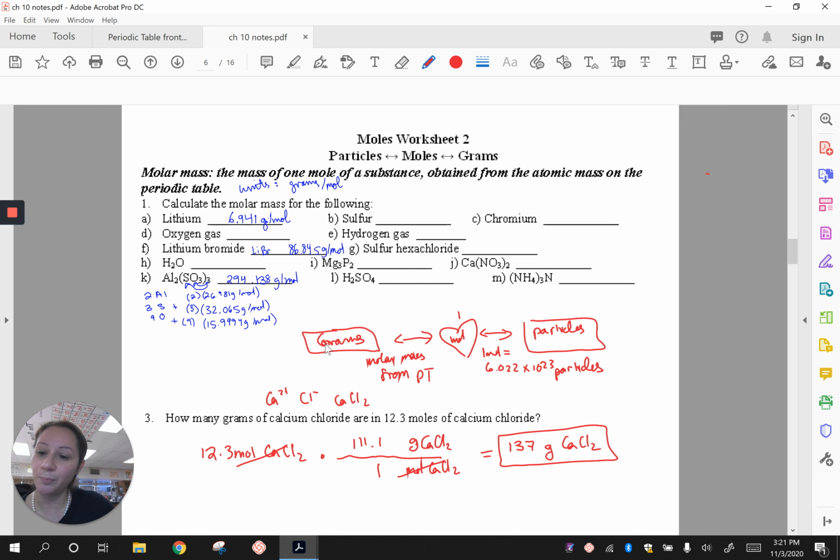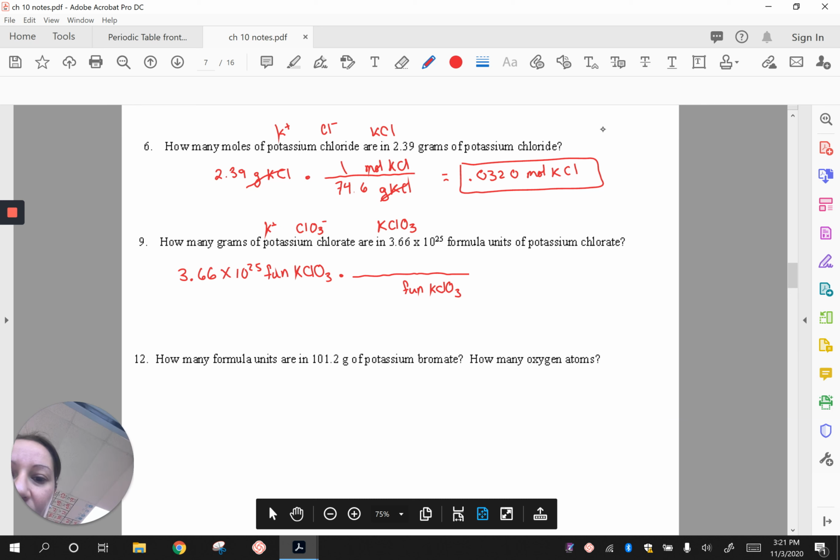So this is a two-step problem. I can go from particles, from the formula units, to the moles of the KClO3, and then I can go from the moles of the KClO3 to the grams of the KClO3. So it's a two-step problem. So the first step, I'm going to go from the particles to the moles using Avogadro's number. So I'm going to put moles on top.